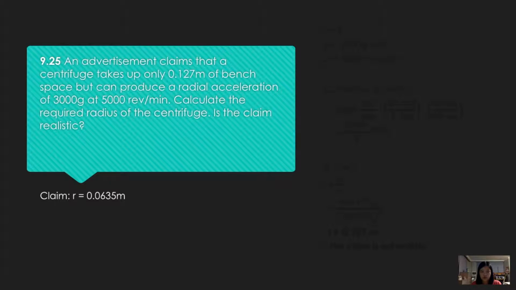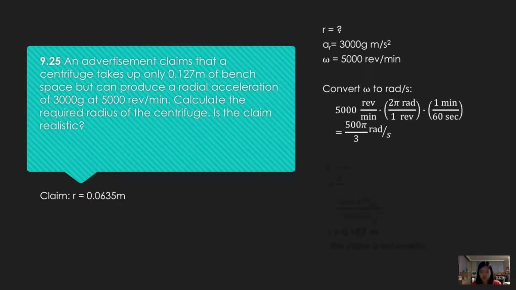Now we need to find the realistic radius for the advertised radial acceleration and angular velocity. So first we need to convert omega into rads per second. So simply multiply that by 2 pi and divide it by 60 seconds. We'll get 500 pi over 3 rads per second.